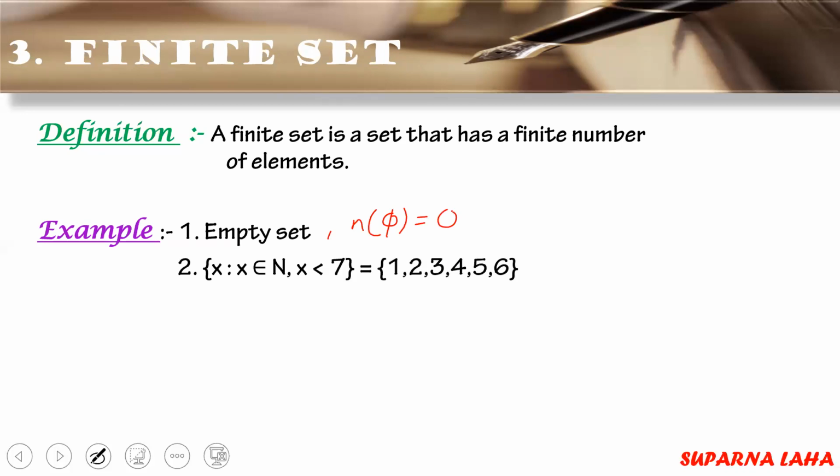x is a natural number and x less than 7. x less than 7 means we consider from 1 to 6. We can count that too: 1, 2, 3, 4, 5, 6. 6 elements are there. That means this is also a finite set. Next, 2, 3, 5, 7, 11, 13, 17 and up to 97. These are prime numbers from 2 to 97. Can you count them? Yes, of course you can count up to 97 easily. So this is also a finite set.